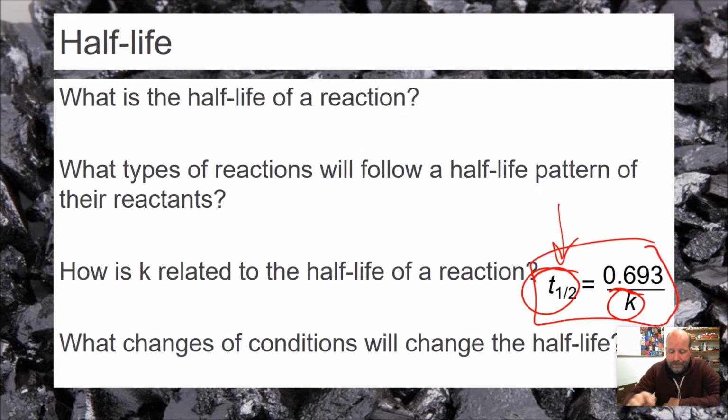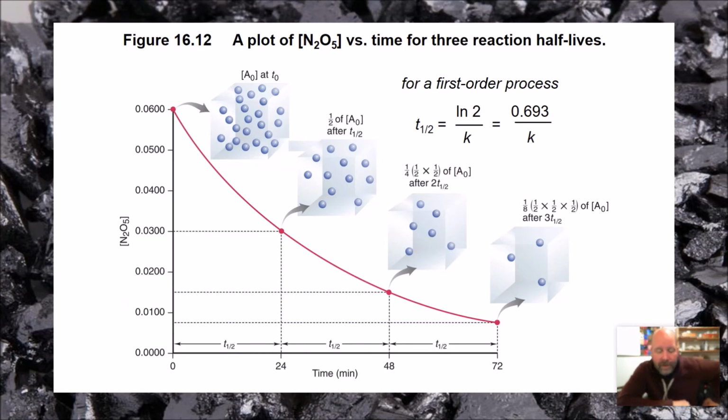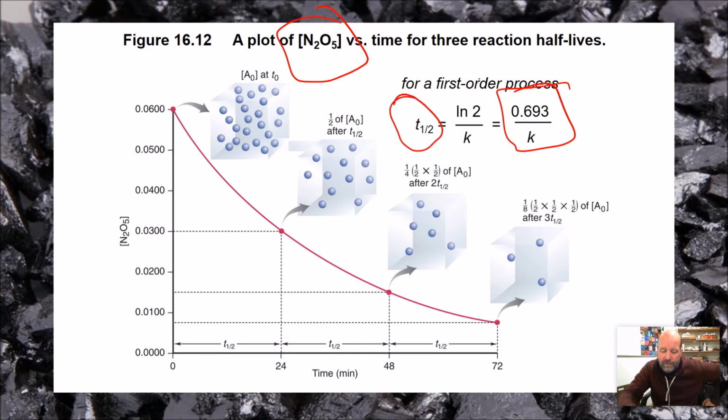Here's a typical half-life decay curve for a reaction. We're looking at N2O5 again. Here's our equation. Like I said, straight off the equation sheet. We don't need to worry about the natural log of 2, just 0.693. That'll get us there. So you can see we've got a certain amount at this time 0.